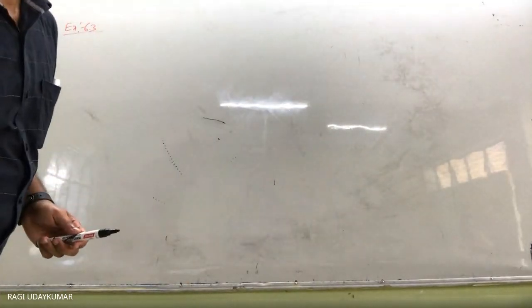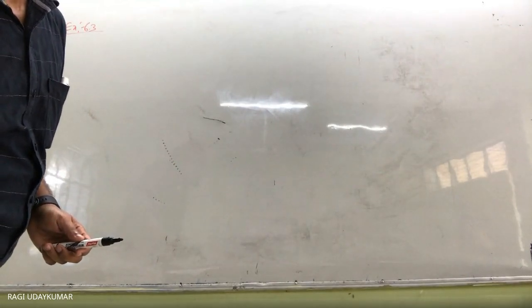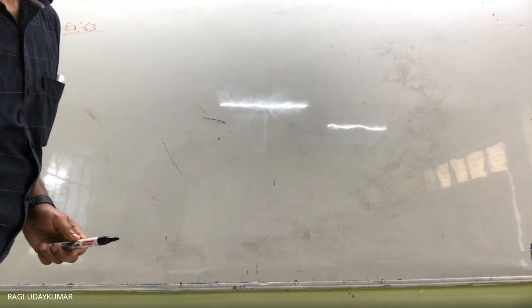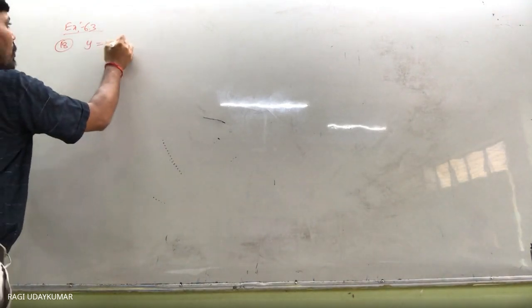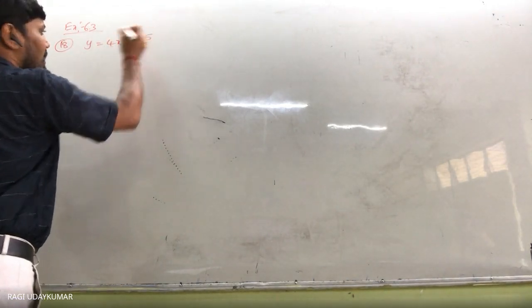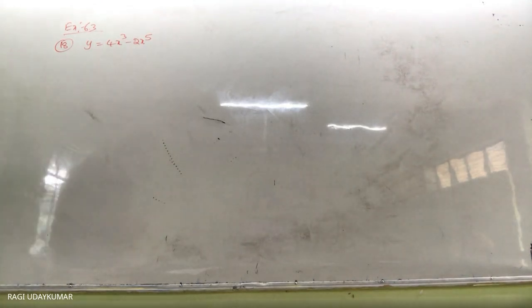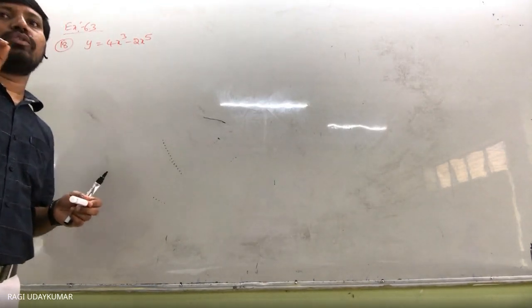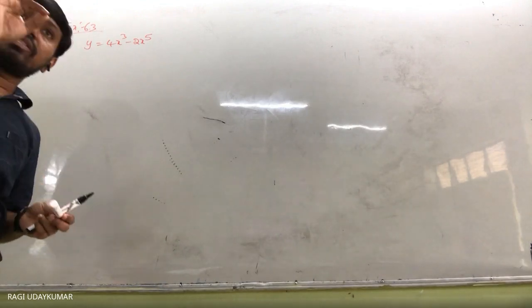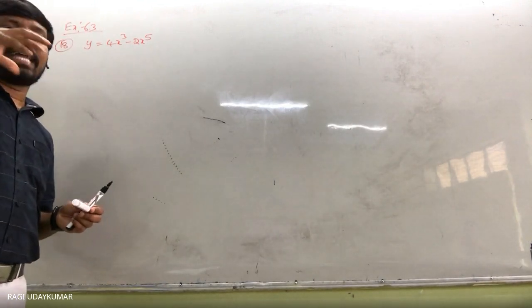So what is the equation given to you? Let us see. Equation is given that y is equals to 4x cube minus 2x power 5. This is passing through the origin. So when it is passing through the origin, you have to find out the point. What is you need to find out? Points at which the curve is, means the tangent is passing through them.